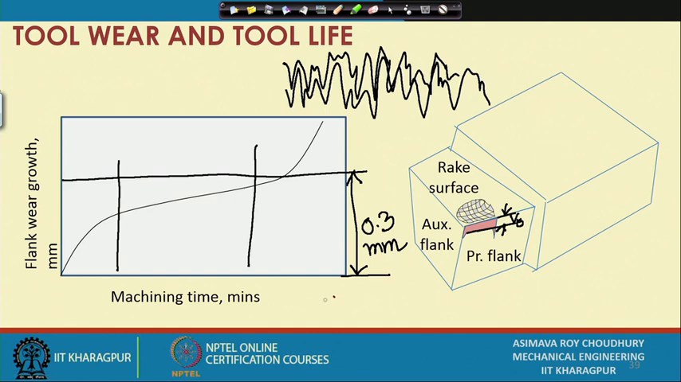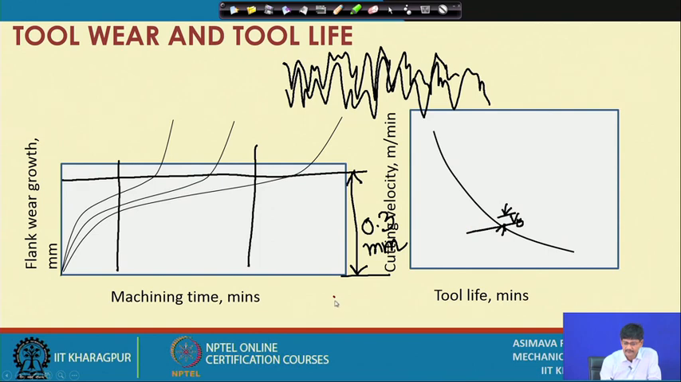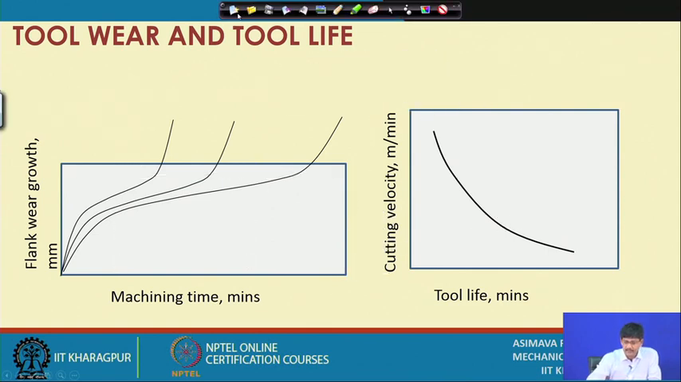Next. So, if we develop such flank wear curves, in that case if we use different values of cutting velocity, suppose I am using cutting velocity 1, I reach the 0.3 millimeters at this particular time.